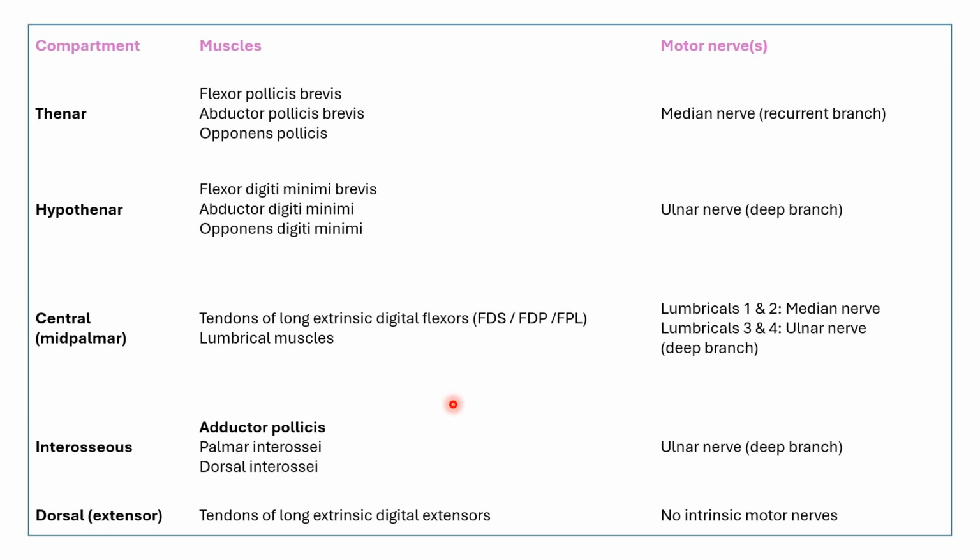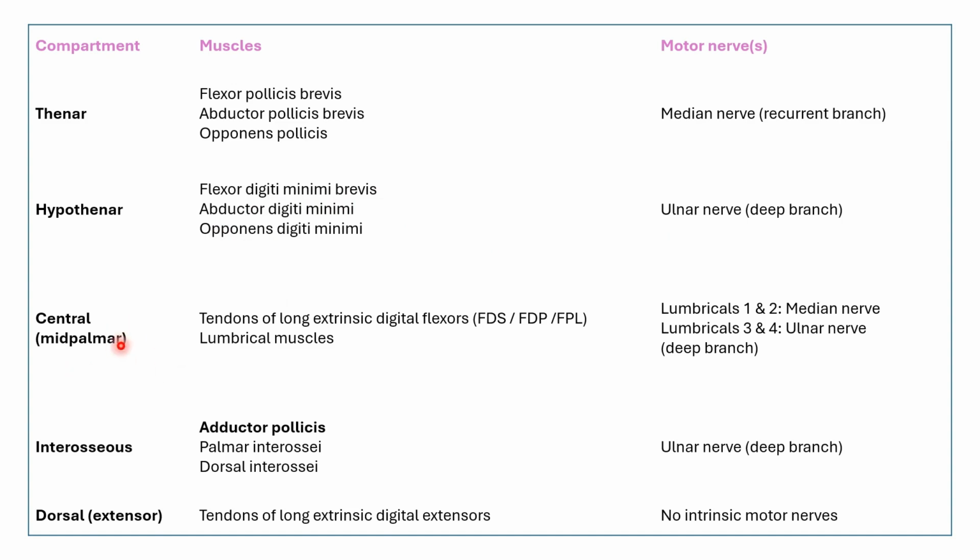Okay, now we expand each compartment. First one is the thenar compartment. The thenar compartment is innervated by the recurrent branch of the median nerve and contains three muscles: flexor pollicis brevis, abductor pollicis brevis, and opponens pollicis. Second one is the hypothenar compartment, innervated by the deep branch of the ulnar nerve, and contains three muscles: flexor digiti minimi brevis, abductor digiti minimi, and opponens digiti minimi.